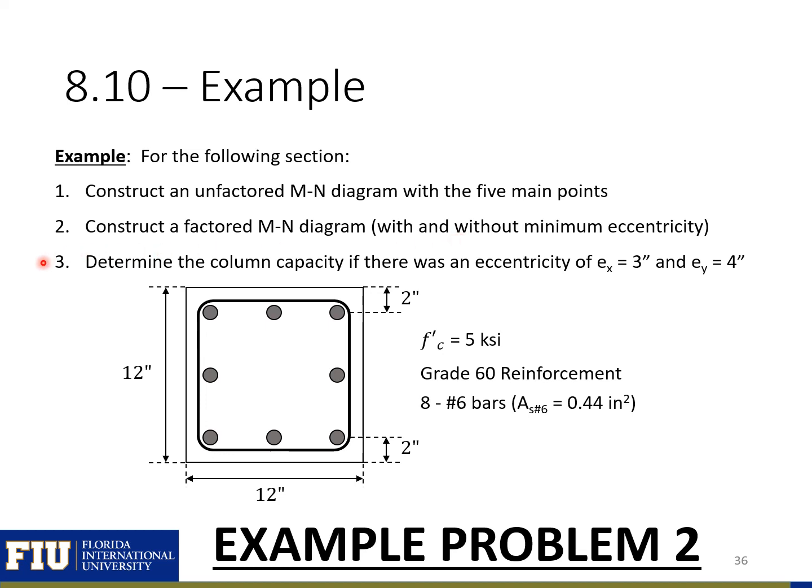And then finally, we're going to determine the column capacity if there was an eccentricity in the x direction of 3 inches and in the y direction of 4 inches. So we'll use the Bresler reciprocal method for this. And at this point, you can stop the video and go to our example problem 2.